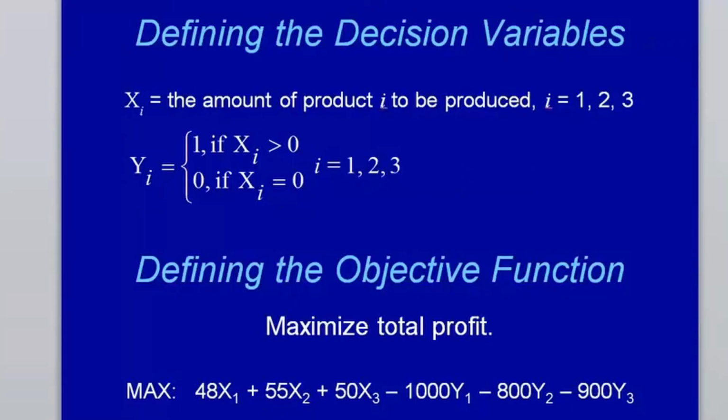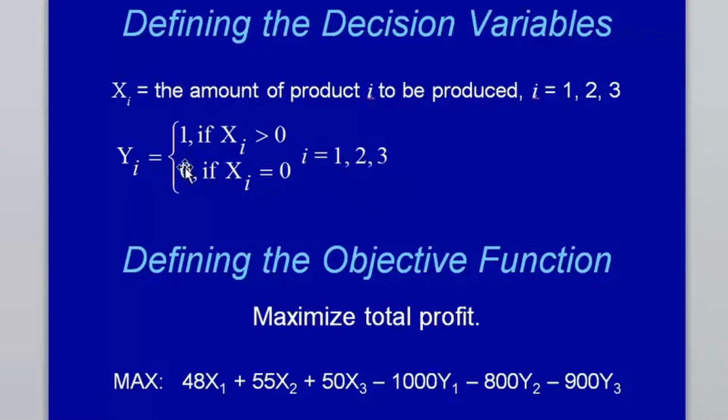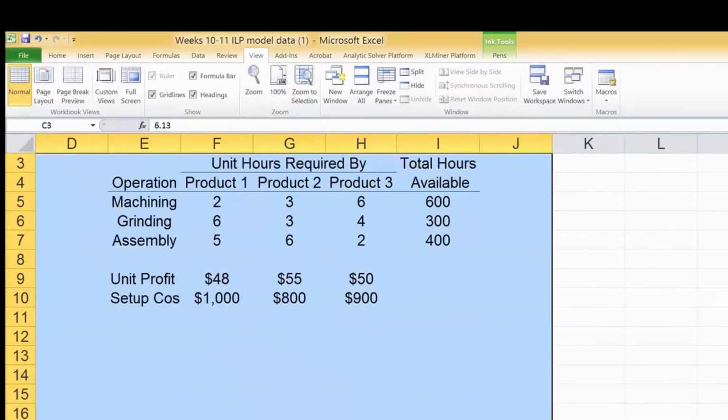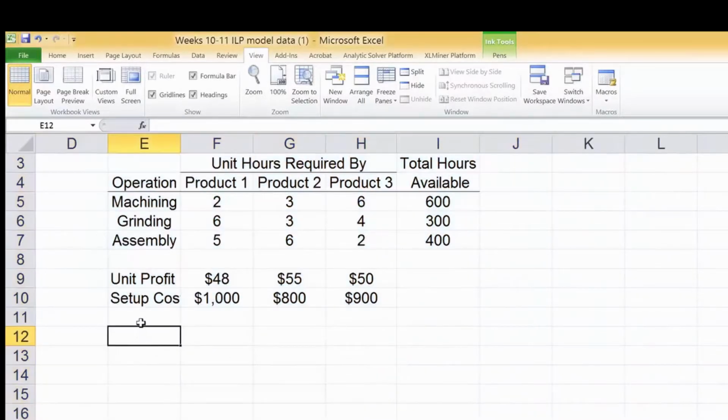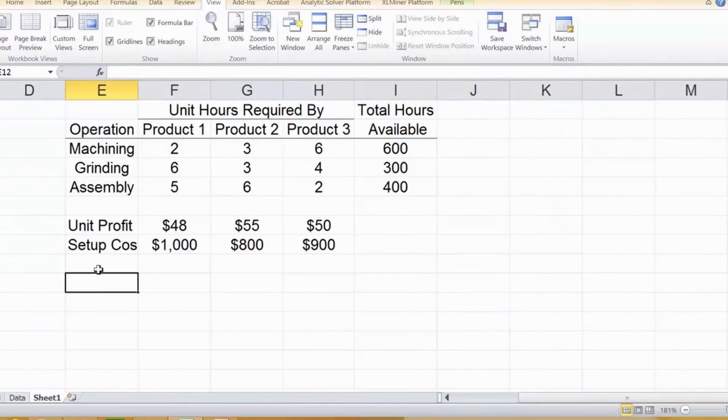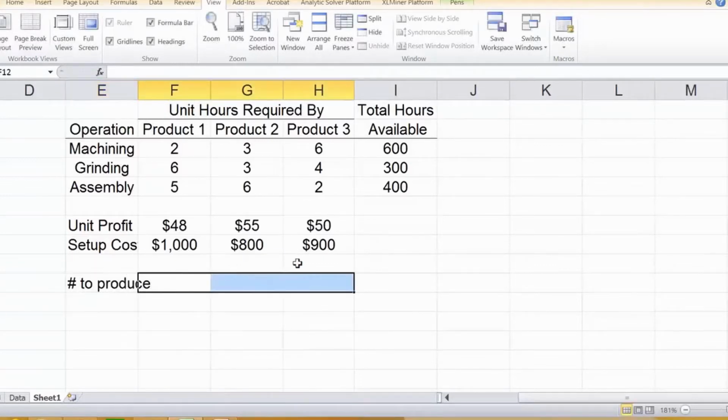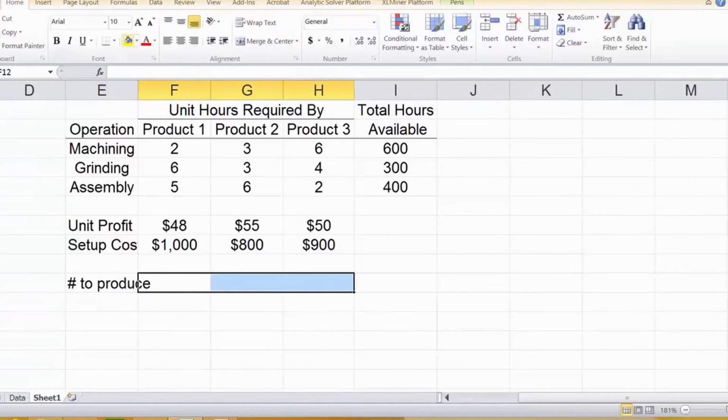And then let's go back to see. We have two sets of decision variables. The first ones being the amount of product i to be produced. Okay, so here we will have some space reserved for the decision variables. So it will be number to produce. Okay, and these represent our xi's.